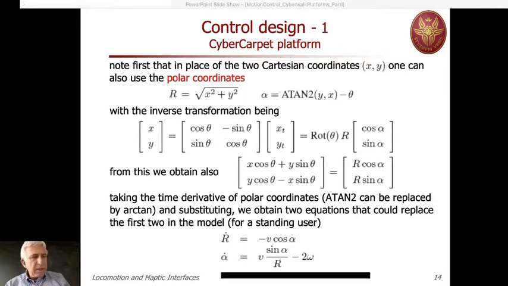So we have written the equation in terms of x dot and y dot. Can we write something similar in terms of r dot and alpha dot? The answer is certainly yes. And the two equations that you see at the bottom are the result of suitable manipulation of things.